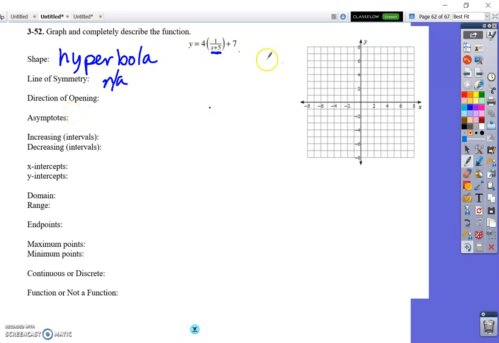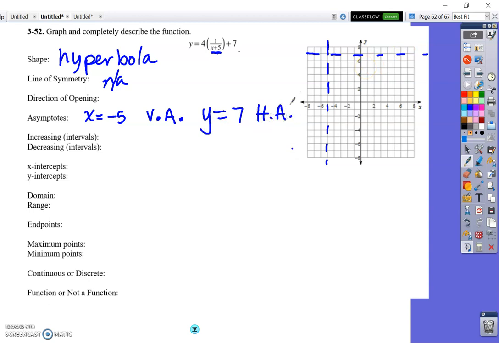So let's think about that. If we remember, the original has asymptotes at the x and y axis. This one has been shifted 5 to the left, so the asymptote is not the y-axis. It's x equals -5, the vertical asymptote, VA for vertical asymptote. And then it's been shifted up 7. So the x-axis, which was my horizontal asymptote, is now at 7. So y equals 7 is my horizontal asymptote.